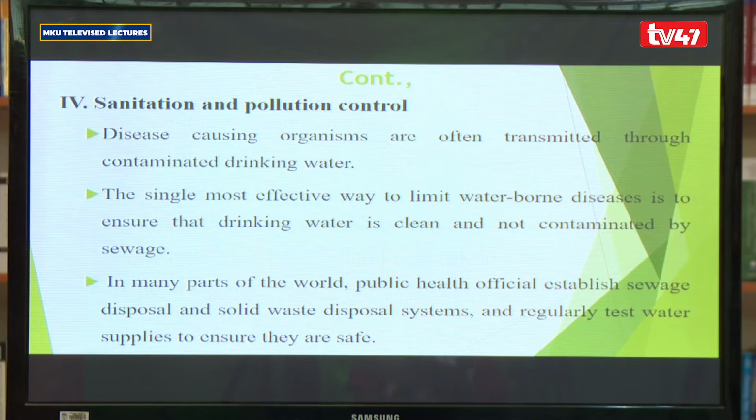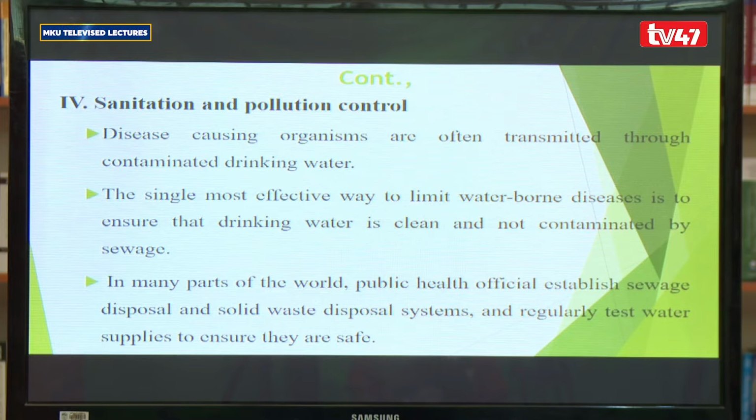The other program housed in public health is sanitation and pollution control. Disease-causing organisms are often transmitted through contaminated drinking water. The single most effective way to limit waterborne diseases is to ensure that drinking water is clean and not contaminated by sewage. In many parts of the world, public health officials establish sewage disposal and solid waste disposal systems and regularly test water supplies to ensure they are safe.